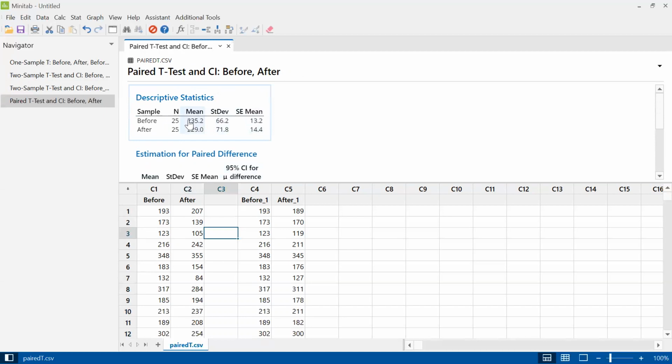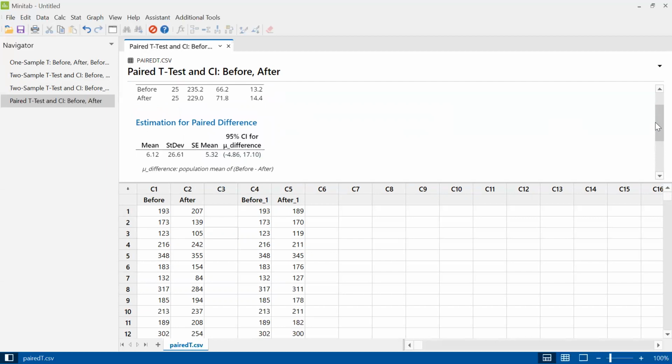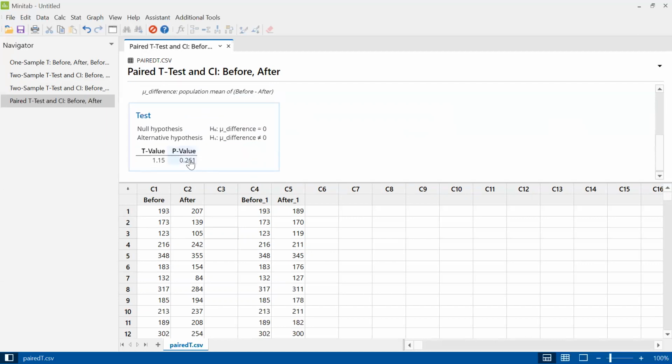Okay, so before we just looked at the means of 235 and 229. Well, the important thing is how much is the mean change? So on average, there's a difference of 6. And the standard deviation is still quite a bit bigger than that. So we're still getting a p-value which is bigger than 0.05. So as I mentioned, some of these people gained weight, some of these people lost weight, so it makes sense, I suppose, that we don't know if there's a statistically significant effect for this weight loss program.